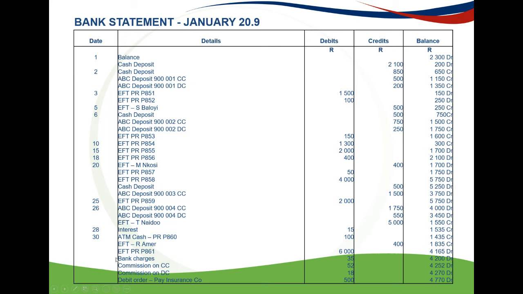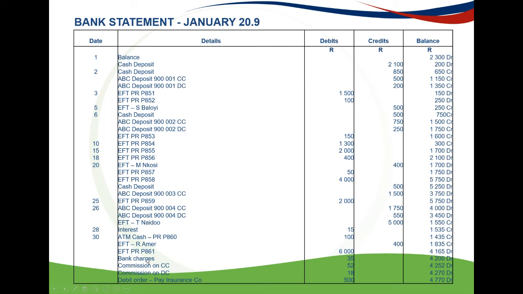And then here at the bottom, we can see on the 28th, there's interest of 15. Now that 15 is on the debit. We know that if it's a debit, then this is interest that we're going to pay, because if it was something that we would have received, it would have been on the credit side. So it's because of our overdraft that we had during the month. The bank charged us 15 Rand on our bank overdraft. So we're going to pay the bank 15 Rand interest during the month.